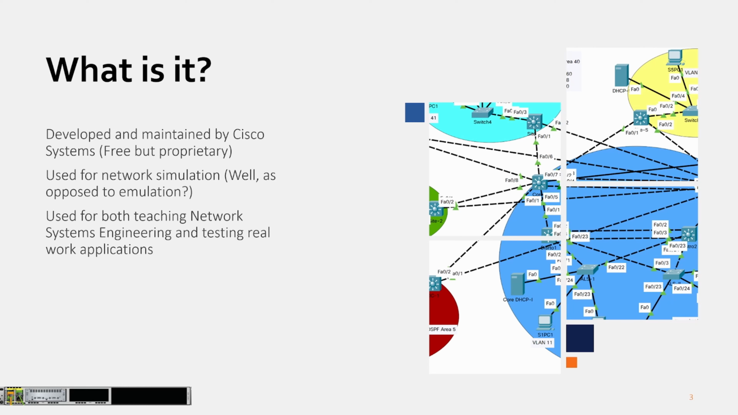Cisco Packet Tracer is developed and maintained by a large company called Cisco Systems, which is a well-known organization for building, engineering, and manufacturing network systems. The software is completely free, however, it is closed source. You can download the software from the Cisco website, and it includes all the functionalities of a simulation environment. So basically, Cisco Packet Tracer is used for network simulation.